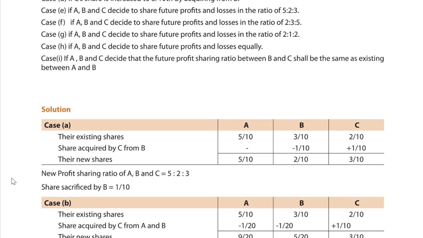Case A. The existing share is 5 by 10, 3 by 10 and 2 by 10. C will acquire 1 by 10 from B. So C's gain is 1 by 10 and B's sacrifice is 1 by 10. So 3 by 10 minus 1 by 10 is 2 by 10. Over here 2 by 10 plus 1 by 10 is 3 by 10, the new share. And 5 by 10 is 5 by 10, no change. Their new shares will be 5 is to 2 is to 3. And the share sacrificed by B is 1 by 10. I believe case A is clear.